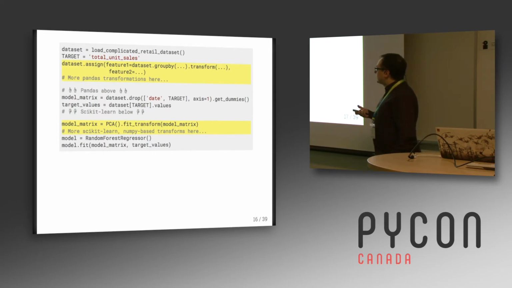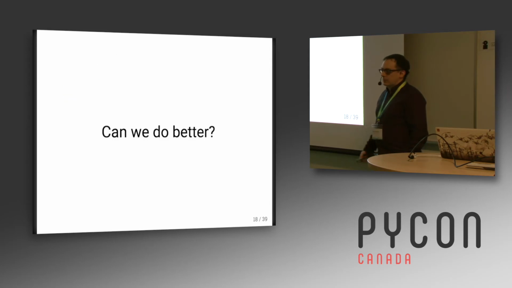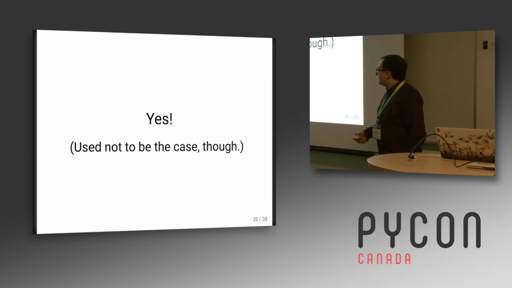But you've lost a bunch of the nice features of scikit-learn. So you've lost pipelines, you've lost the ability to do splits easily. So the question is, can we do better? And the answer is yes. Used not to be the case, though.